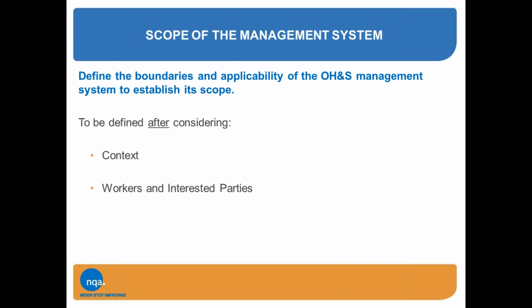So, as I say, looking at the scope of the management system, it can only be defined after the context and the workers and the interested parties have been considered, so you can define how you're going to build your management system and what controls are appropriate for the activities and the risks and hazards that are evident within your existing requirements.